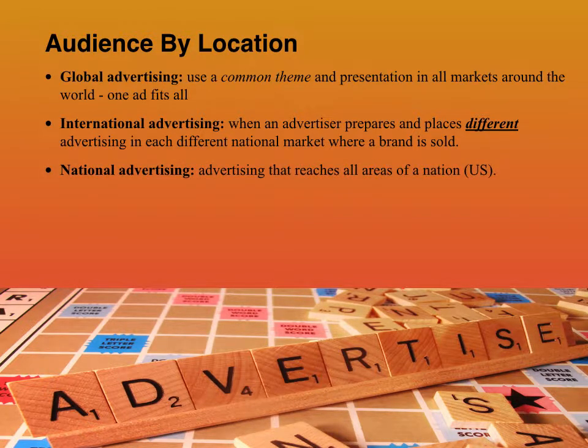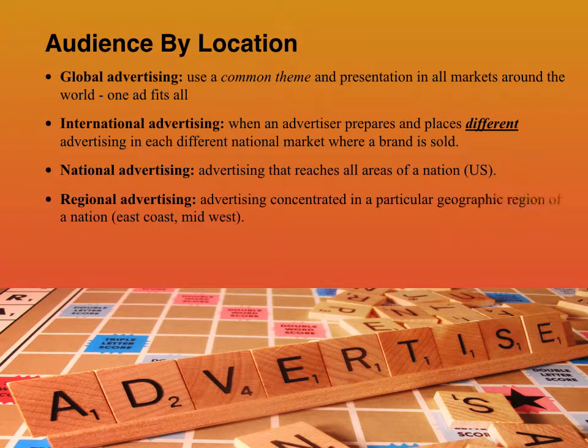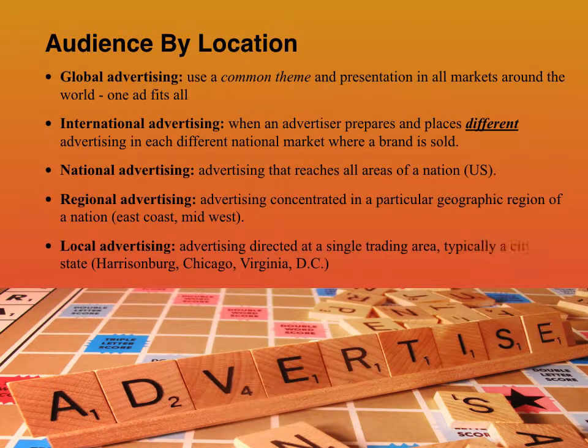Next, you have national advertising. This is advertising that reaches all areas of the nation. Regional advertising, advertising concentrated in a particular geographic region of a nation. So like the East Coast or the Midwest or the West Coast. Those are regional advertisings. And then you have local advertising. This is advertising directed at a single trading area, typically a city or a state. So you might have like Harrisonburg or Chicago, Virginia, or DC.